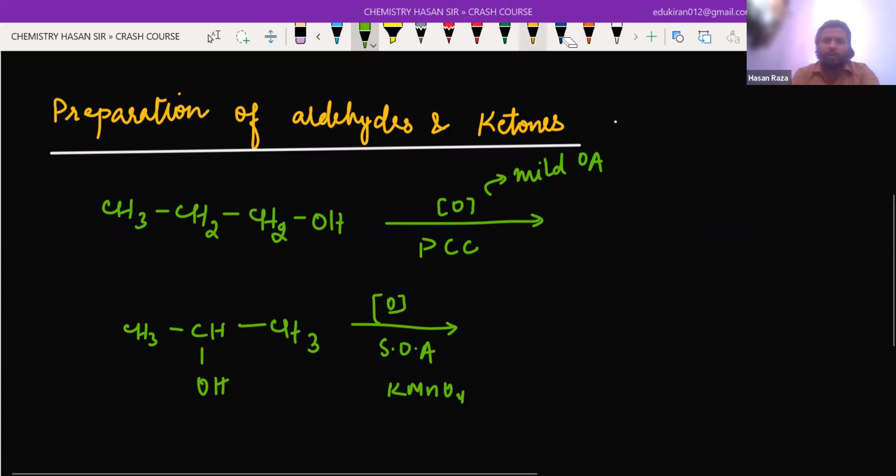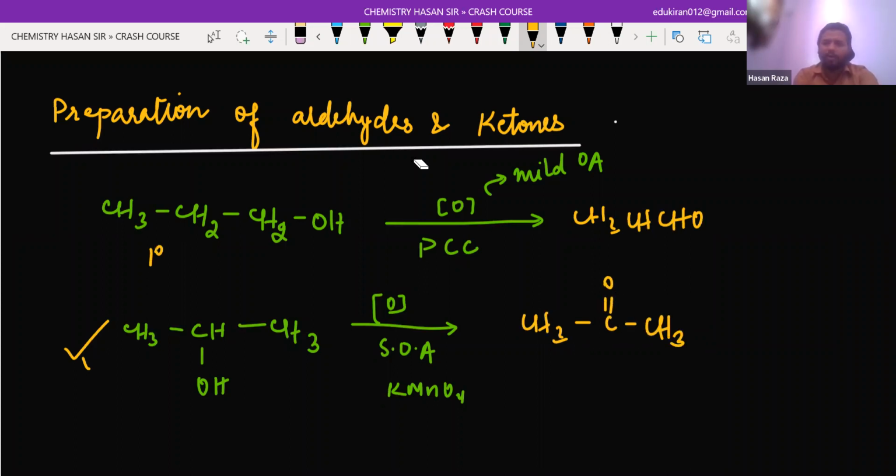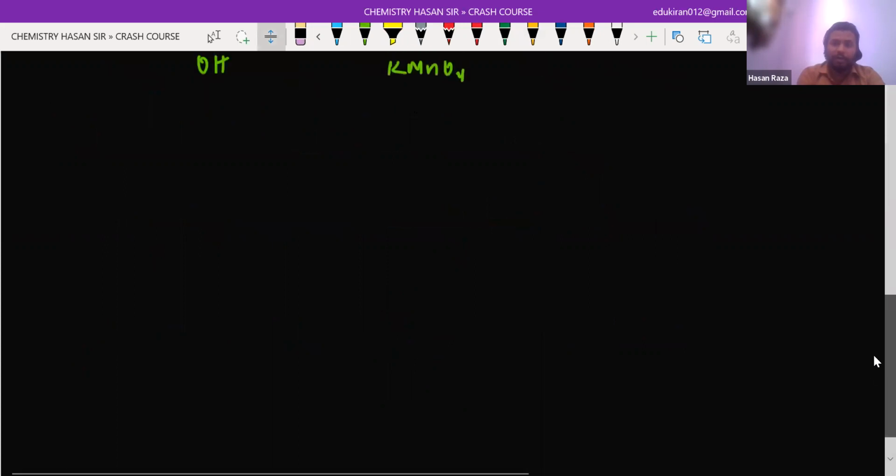Very good. So as you know, 1 degree alcohol or primary alcohol is directly converted into aldehyde, CH3CH2CHO. And secondary alcohol will be oxidized into ketone, propanone it is. So everyone knows this, which is very, very easy. Second, ketone. Very good, Adriel. Please do respond to each and every question.